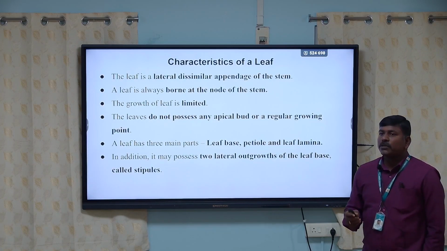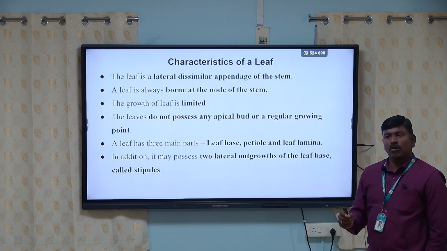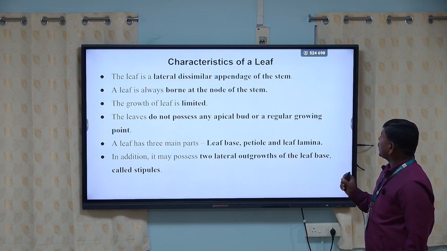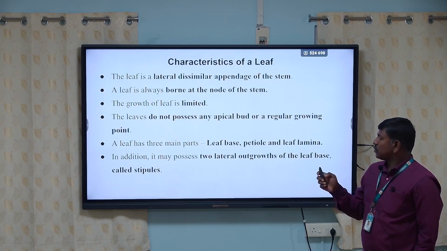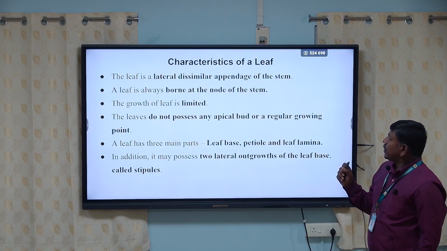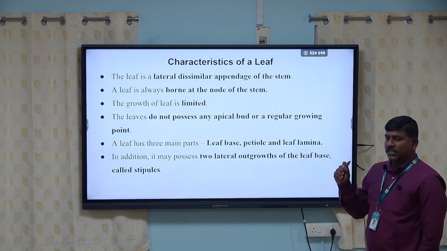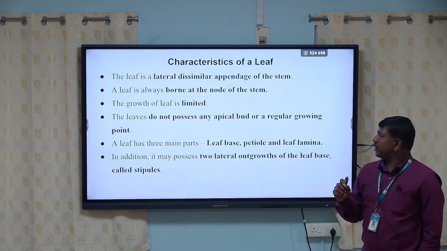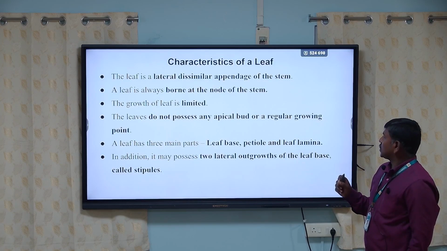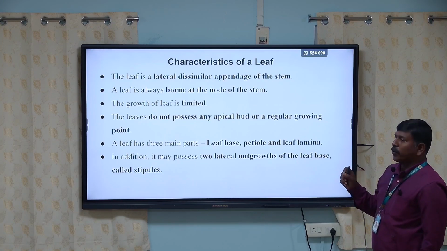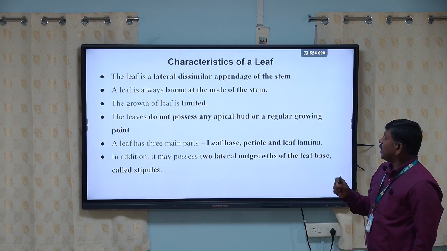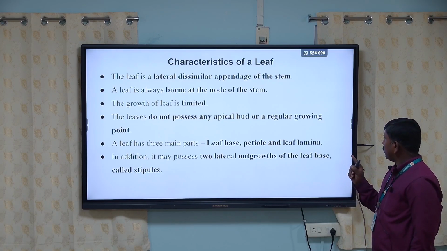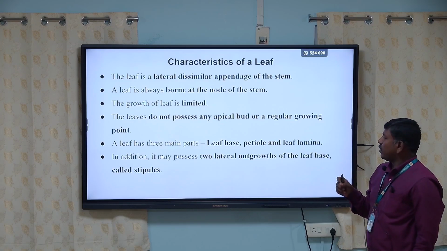Here we are going to see the characteristics of leaves. The leaf is a lateral dissimilar appendage of the stem. Already I showed you that the leaf is always born at the node of the stem. This is the second point: the growth of the leaf is very limited. The leaves do not possess any apical bud or regular growing points, as already mentioned in the photos. The leaf has three main parts: leaf base, leaf petiole and leaf lamina.